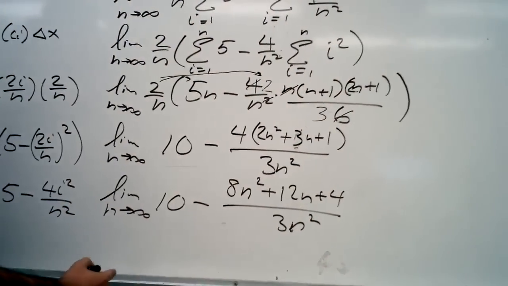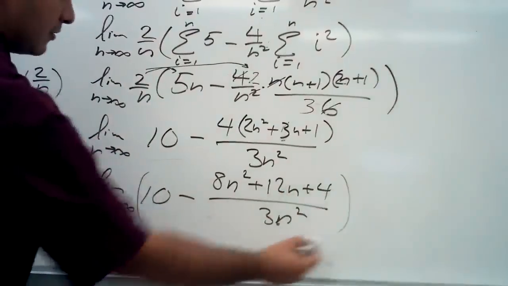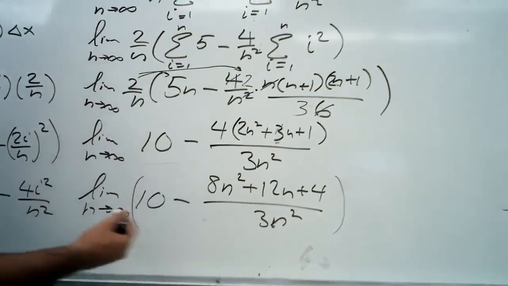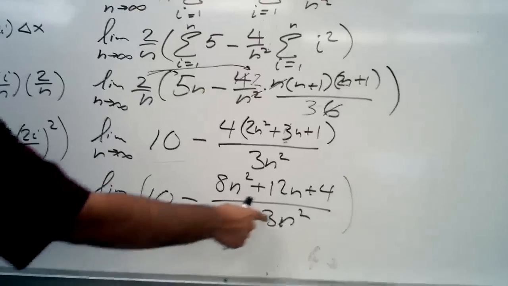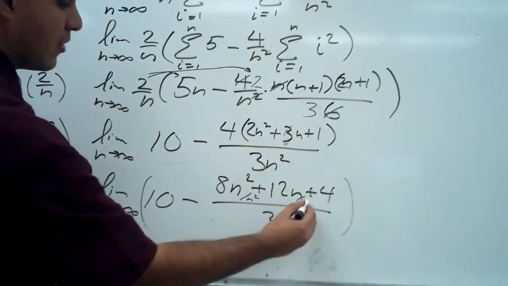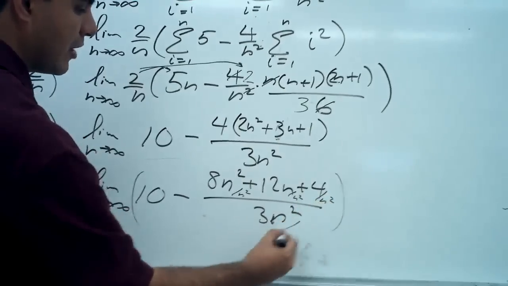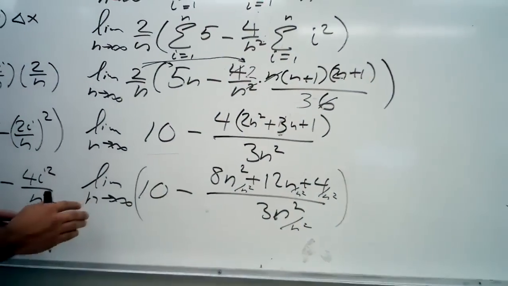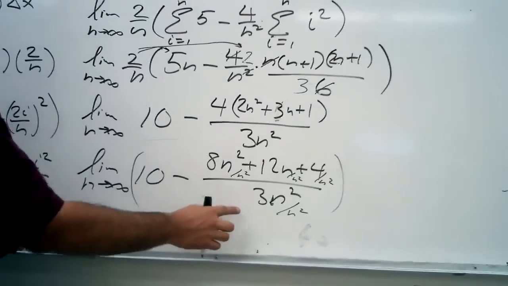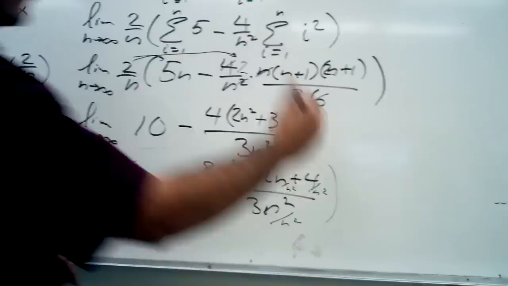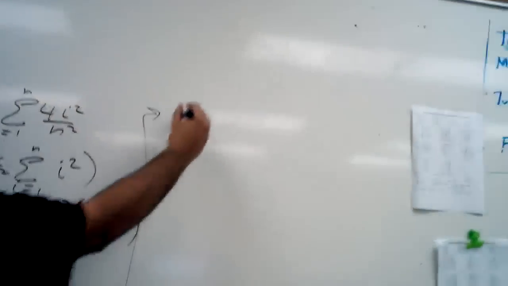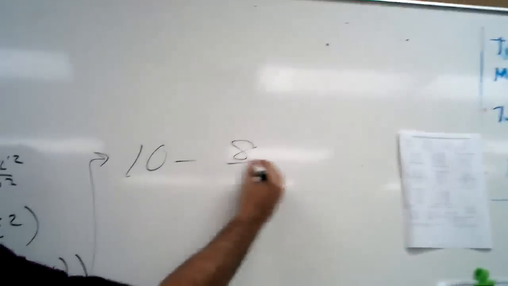Finally, the limit as n approaches infinity of this, well, the 10, there's no n here, so that's just 10. And then this is that method that all of you guys enjoy doing, where you take the highest power of the denominator and divide everything by that, over n squared, over n squared, over n squared, over n squared. And after simplifying everything, this becomes 0, this becomes 0, and we're just left with 8 over 3. So moving over there, we have our limit comes out to be 10 minus 8 over 3.